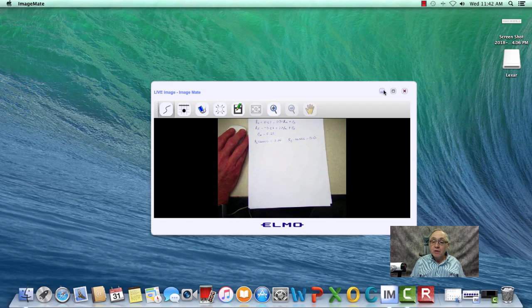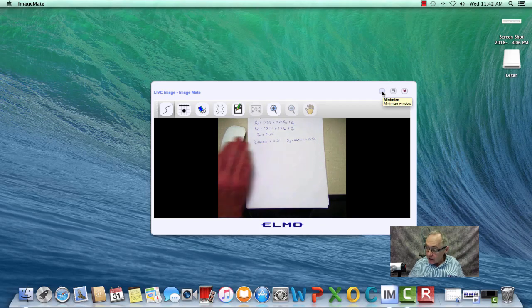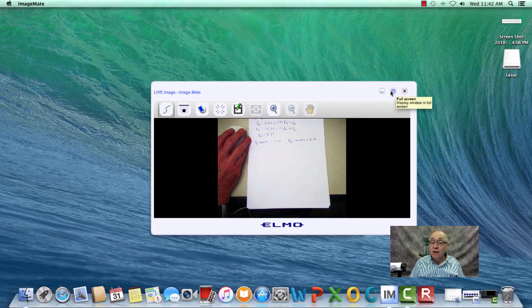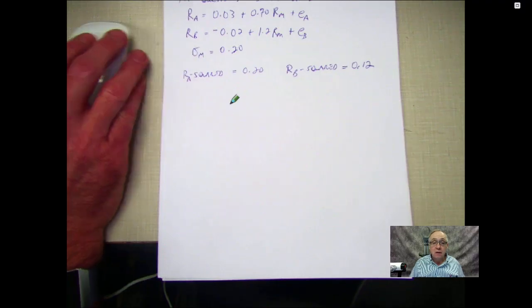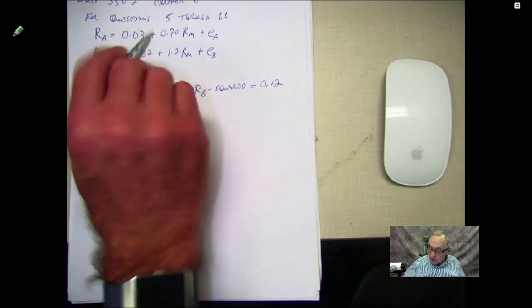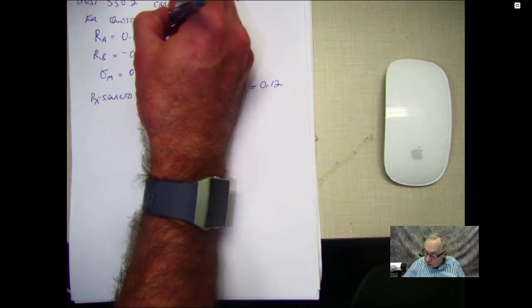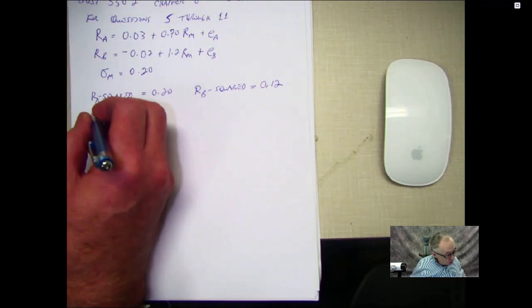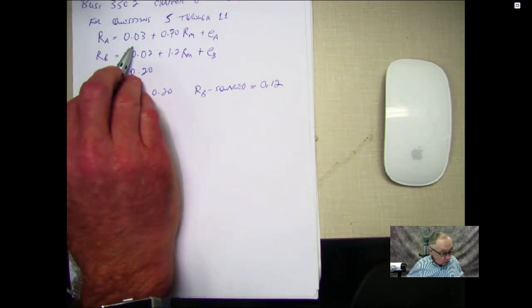Continuing then with Chapter 8, we'll look at questions 5 through 11 from our textbook. Make our screen bigger. Okay. For all of these questions 5 through 11, we're told in our textbook we have two formulas.